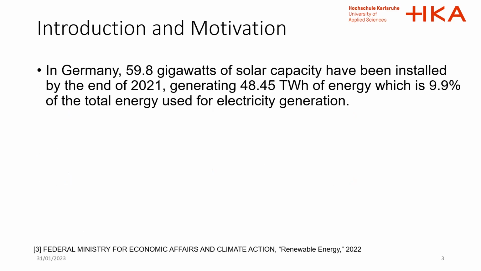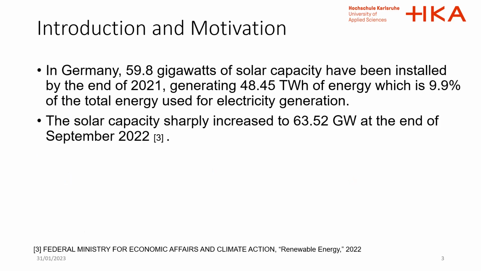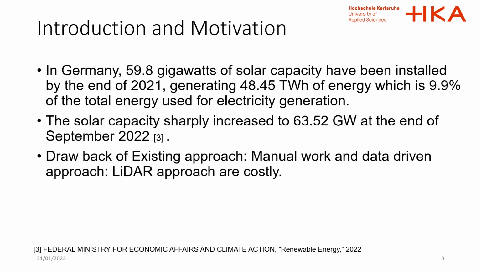In Germany, 59.8 gigawatt of solar power had been installed by the year 2021. It has sharply increased to 63.62 gigawatt at the end of September 2022. So it shows that there is a sharp increase in solar power potential, also might be due to the war going on between Russia and Ukraine.